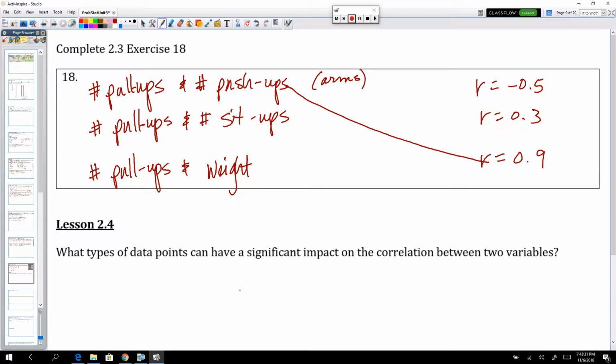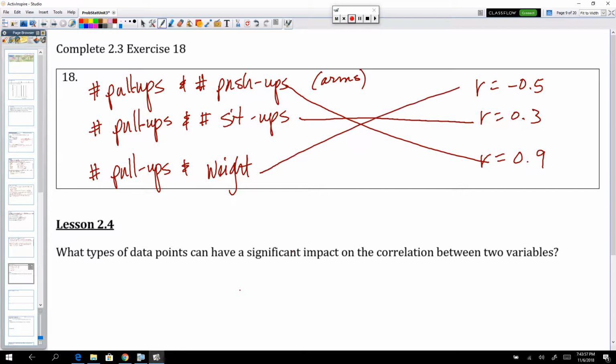So there's probably a little bit less of a positive correlation, but if you're in shape, there's probably a positive correlation. It's just not as strong as the correlation between the number of pull-ups and number of push-ups you can do. So that, of course, leaves the number of pull-ups and a person's weight as a negative correlation, meaning the more you weigh, the fewer pull-ups you can probably do.